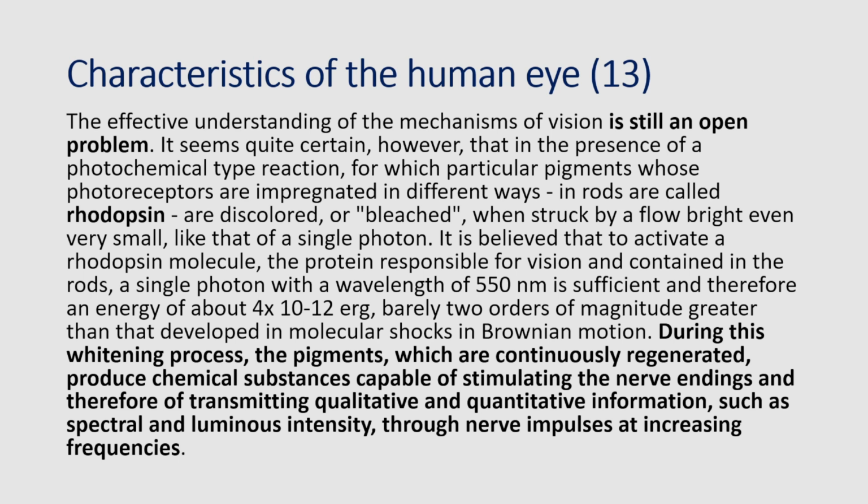It is believed that to activate a rhodopsin molecule, the protein responsible for vision and contained in the rods, a single photon with a wavelength of 550 nanometers is sufficient and therefore an energy of about 4 × 10^-12 erg, barely 2 orders of magnitude greater than that developed in molecular shocks in Brownian motion. During this whitening process, the pigments, which are continuously regenerated, produce chemical substances capable of stimulating the nerve endings and therefore of transmitting qualitative and quantitative information, such as spectral and luminous intensity, through nerve impulses at increasing frequencies.